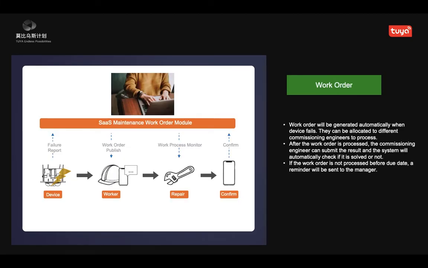This is the work order function. Work orders will be generated automatically when a device fails or abnormal events happen, and the manager can allocate them to different commissioning engineers to process. After the work orders are handled by the engineers, the system will automatically check if it's closed or not, if it's solved or not.